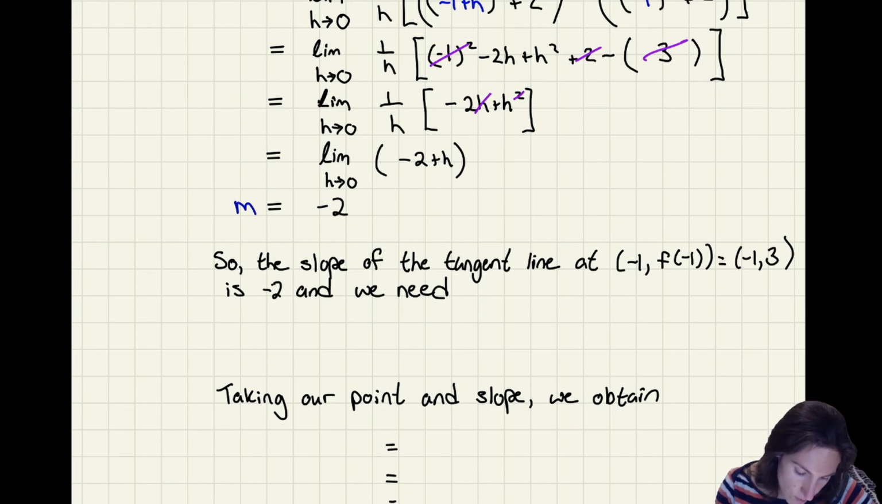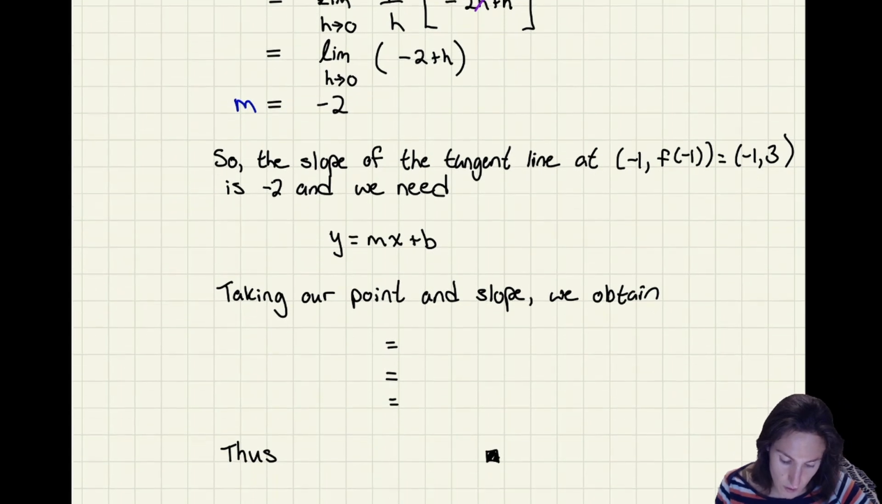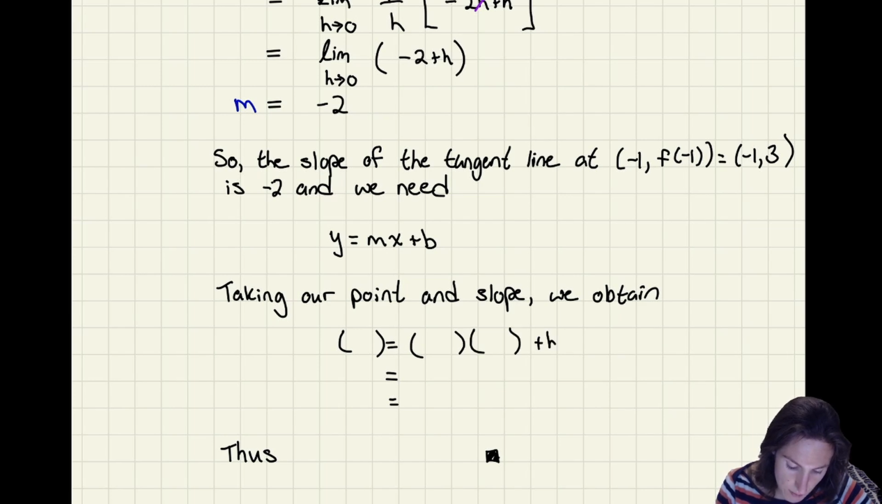And what do we need? We need y is equal to mx plus b for this tangent line. And then we're going to plug everything in. We're going to plug in our y, our m, our x, and then we're going to isolate for our b.